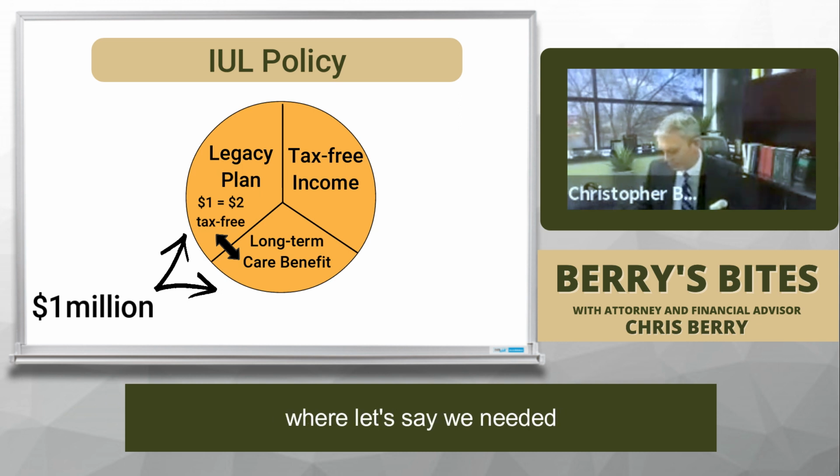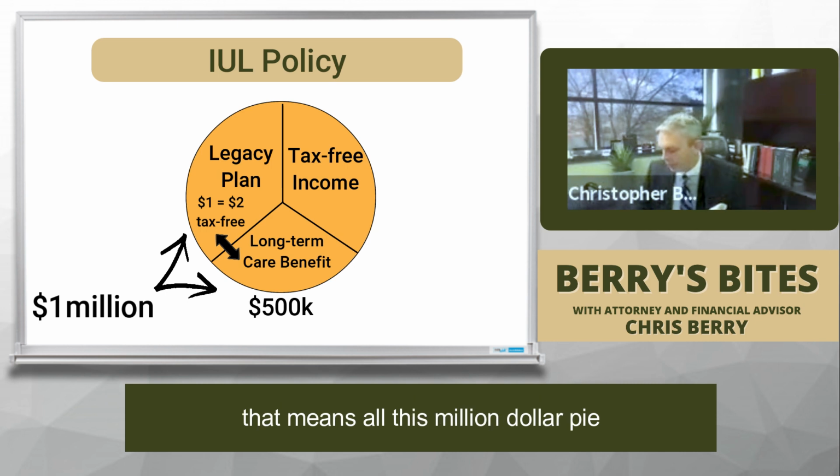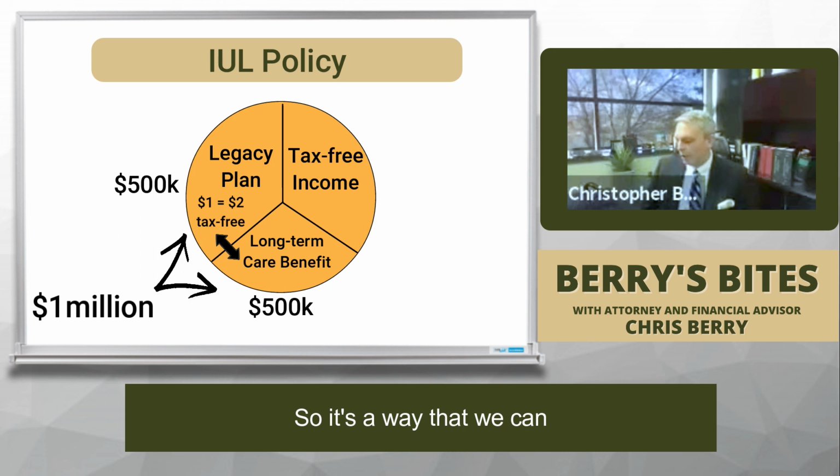Where if, let's say, we needed $500,000 of long-term care benefits during our life, that means of this $1 million pie, now there's going to be a death benefit going to the kids of whatever's left over to that. So it's a way that we can leverage for not only long-term care, but also death.